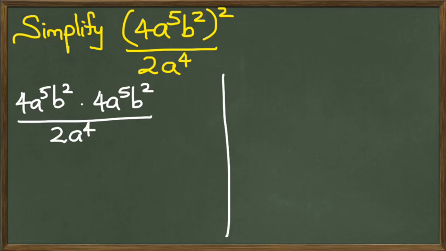4 times 4, that's 16. Now what happens to the powers when you multiply? Add. Yeah, you add them. So a will become a to the power of 10, b to the power of 4. Yep, a to the power of 10 and b to the power of 4.